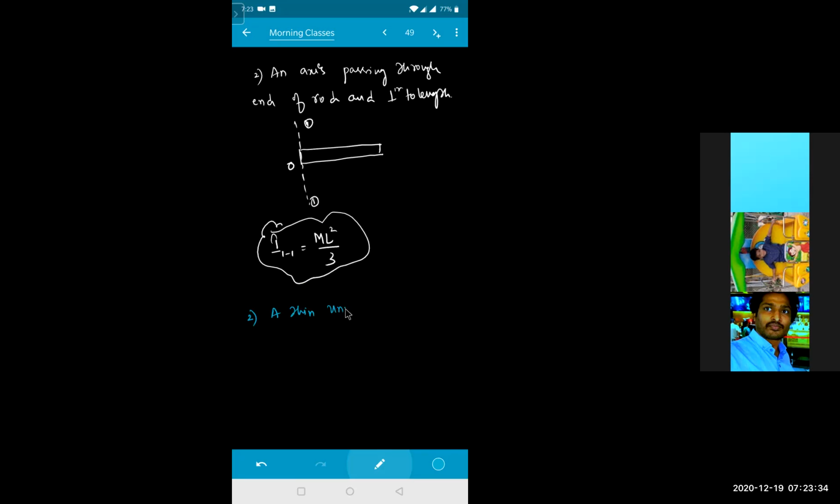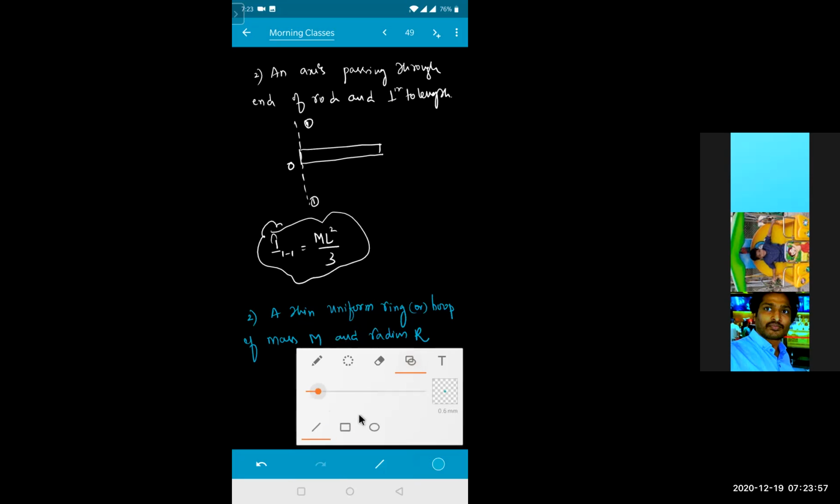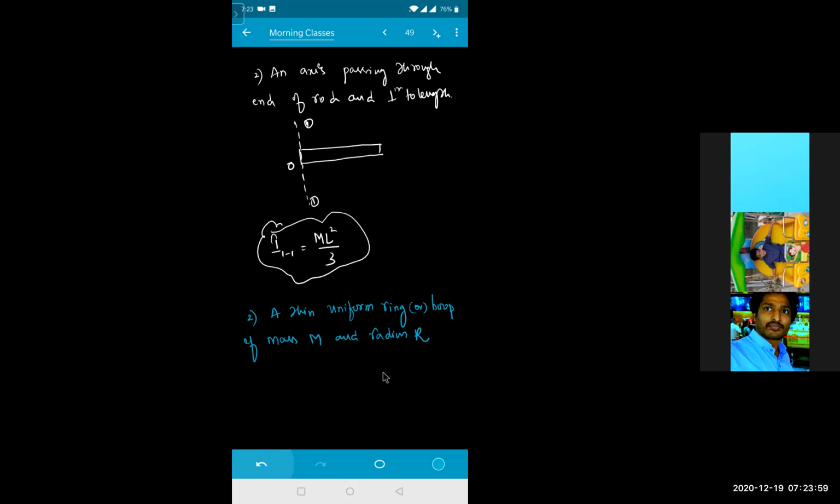A thin uniform ring. Ring or hoop are the same. A hoop of mass capital M and radius capital R. So now we are taking a ring like this.